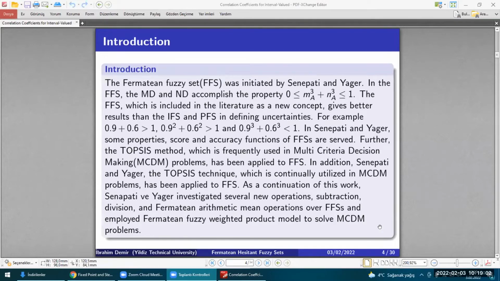The Fermatean fuzzy set was initiated by Senapati and Yager. In the Fermatean fuzzy set, the membership degree and non-membership degree satisfy a cubic property. The FFS, which is included in the literature as a new concept, gives better results than the intuitionistic and Pythagorean fuzzy sets in handling uncertainties.